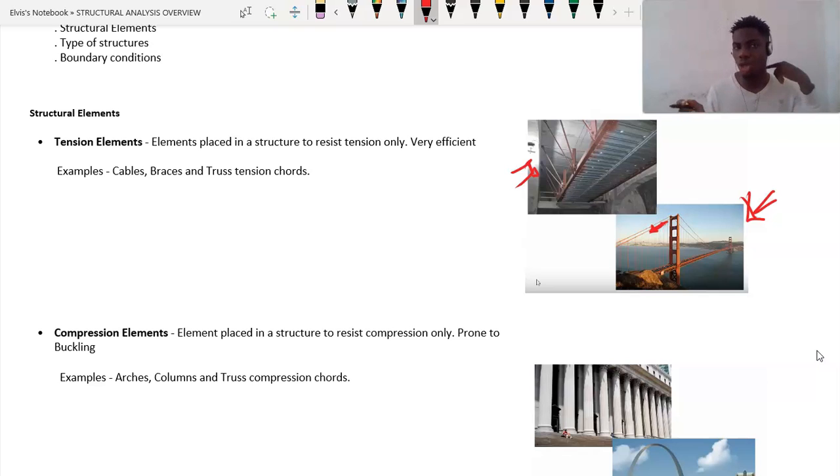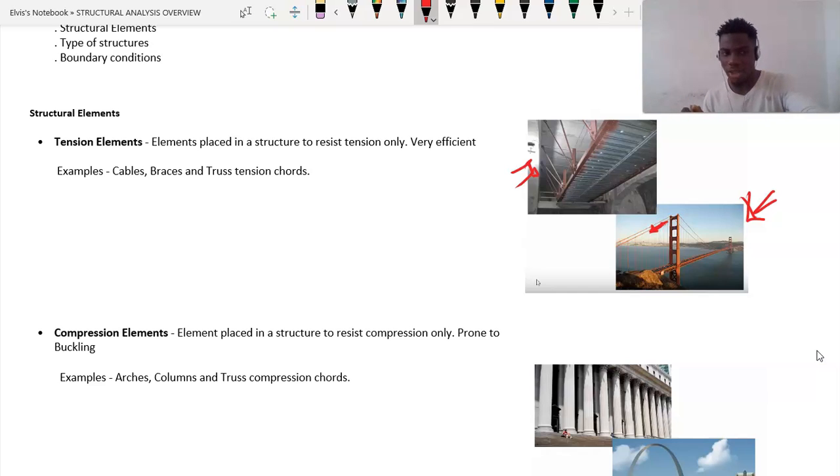Because we know cables are placed on a structure in order for them to resist those tension forces. So the reason the structural designers place these cables on the bridge is that they want the structure to resist those tension forces. Okay, guys, so this is what we know as tension elements. You need to know that tension elements are placed in the structure in order to resist tension only.